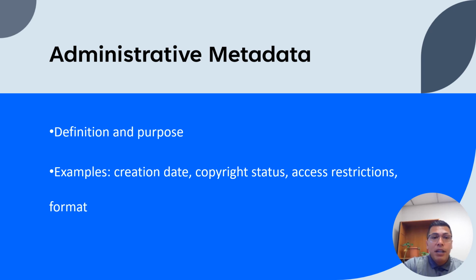For example, information about copyright status and access restrictions can guide library staff in making decisions about resource acquisition, licensing, and usage. Additional format information can help libraries plan for preservation and digitization efforts or troubleshoot technical issues related to resource access. In these next few slides, we will continue to explore the various types of metadata used in library science, including authority, provenance, and preservation.